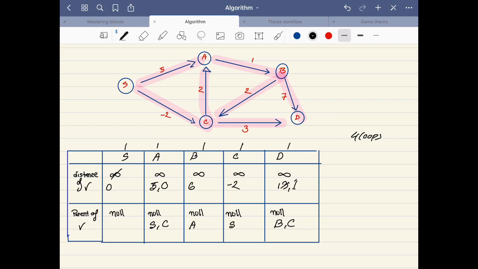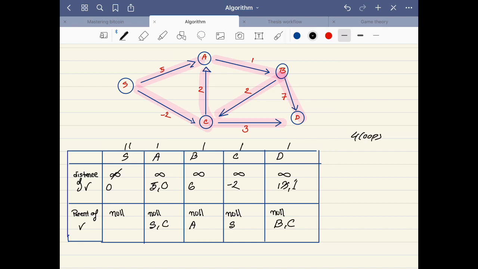And I'm not gonna go through all the 4 loops, you would know why in just a bit. So let's go through it again. From S we can go to two places: A, which is 5, but A already has a smaller value. And we can go to C. C already has -2, so nothing needs to be updated.